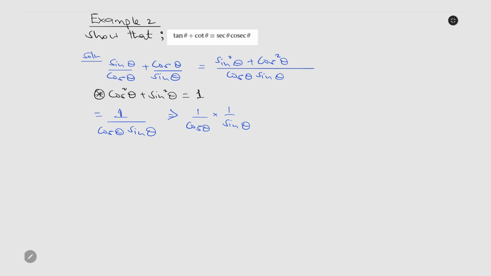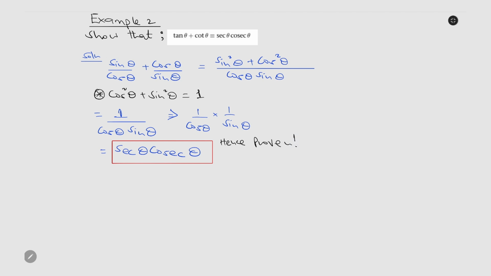We know that 1 over cos theta is the reciprocal of cos theta. We know that is sine theta. No, sorry, is sec theta. And 1 over sine theta is cosec theta. Therefore, my final answer will be sec theta cosec theta. And we can see that this is similar to what we are given here. Okay, so hence proven.